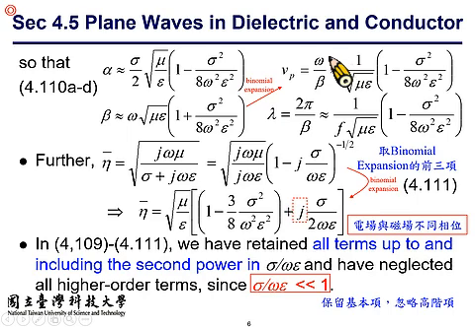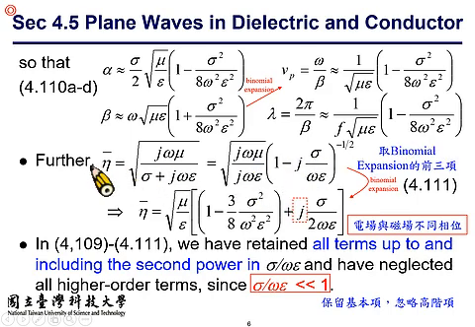And VP, by definition, is omega over beta, so it can be formed as this. And note that because this is a small number, we in fact use the so-called binomial approximation. You can see that it's just taking the minus sign to get this result. And lambda, which is defined as 2 pi over beta, also applies the binomial approximation method, so that it simply flips the sign over here, because this is a small number.